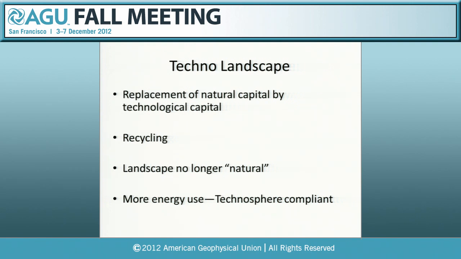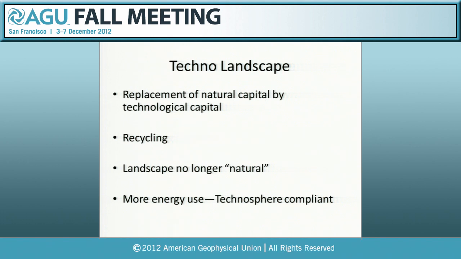And my final landscape is my furthest out one, say a century or more in the future. I call this the techno landscape, where we do imagine that technological capital can replace natural capital, so we no longer have to depend on most of the things that landscape does for us today. This would mainly be a recycling process. Recycling is probably the most important thing that natural capital provides for us.